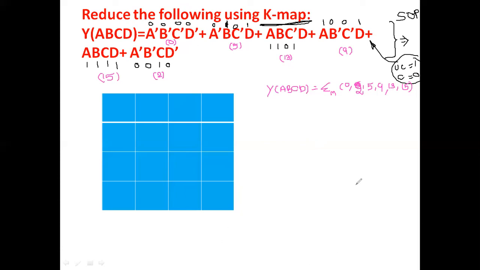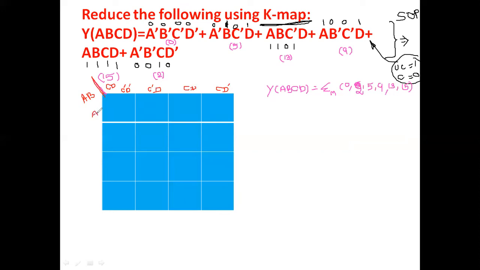All 6 are now converted into canonical form. So the canonical form is now again similar to the previous problem. Afterwards, nothing difficult to you, since you are already familiar or have practiced. C bar D bar here, C bar D, and then sorry, C D bar, and then C D is here.